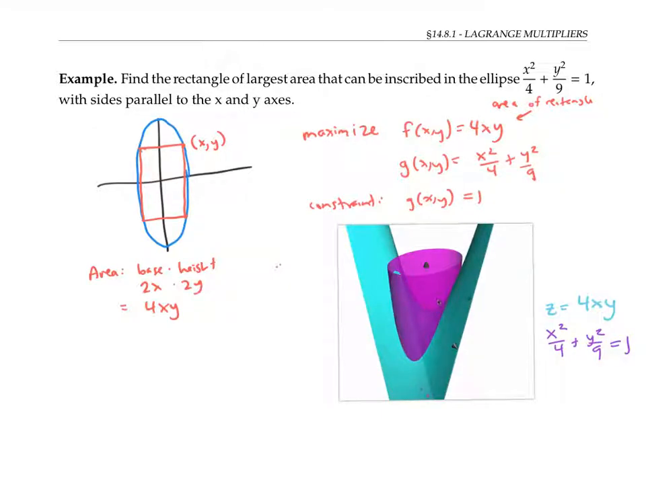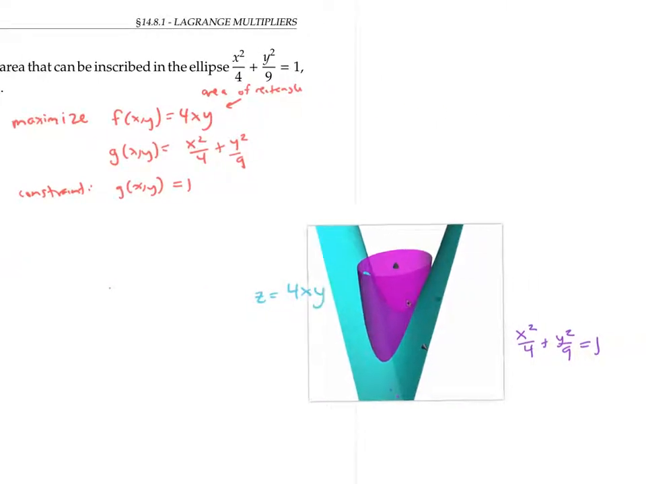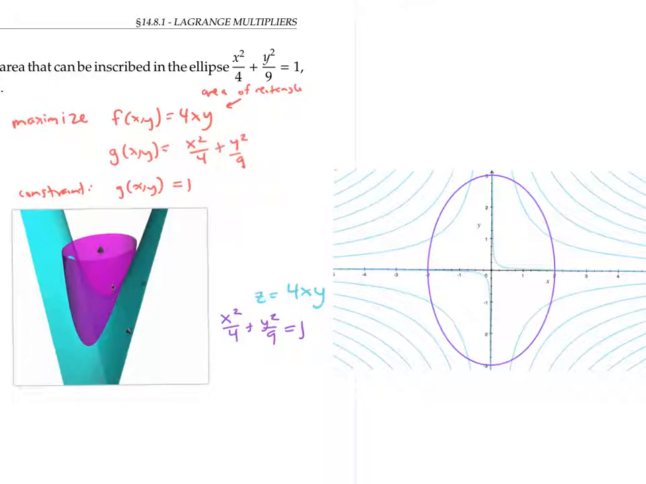Now let's look at a two-dimensional picture of the same thing. In this picture, the light blue curves represent the level curves of our function f. That is, the curves of constant height for our blue surface. And the magenta ellipse, that's our original ellipse. In other words, it's the graph of g of x, y equals 1, our constraint condition in 2 dimensions.